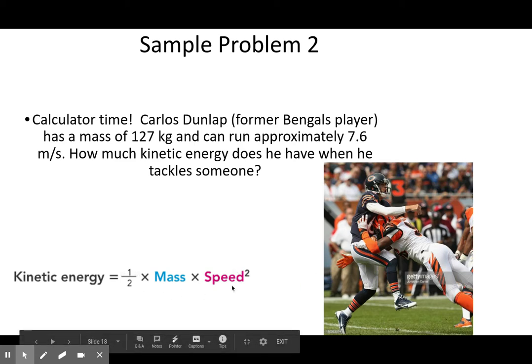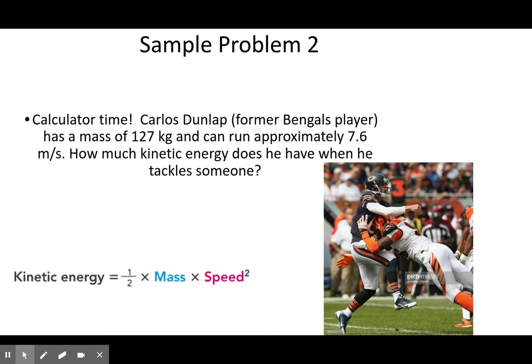And remember that my cat running around had only 50 joules. So my speed is 7.6. You're going to have to do that to the power of 2. And then do the 1/2 times 127, and then times 7.6. If you have a calculator, you can pause now and quickly figure this out.